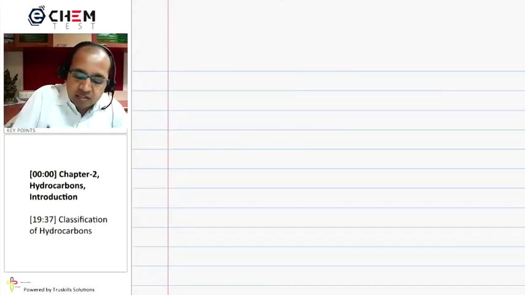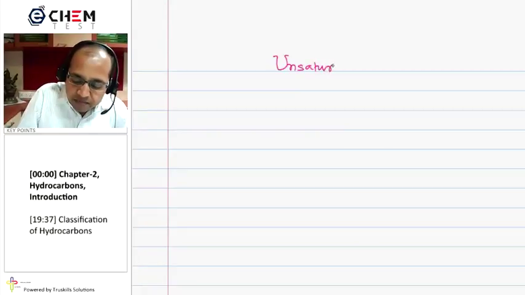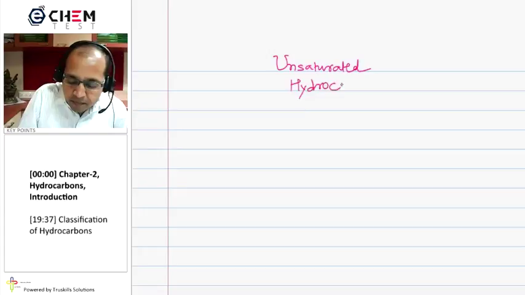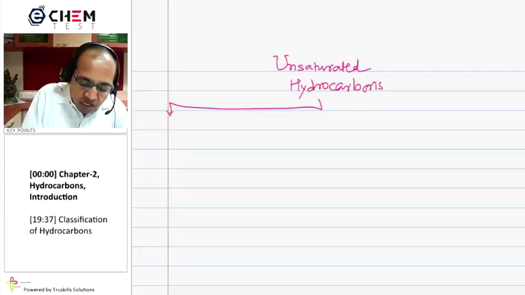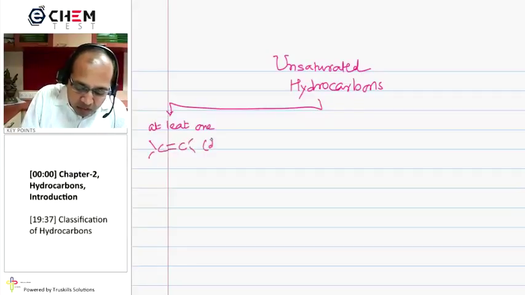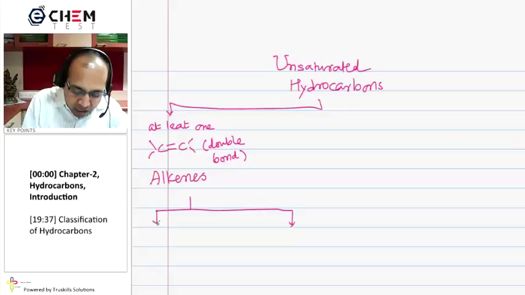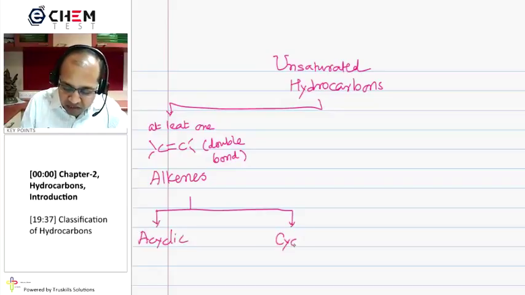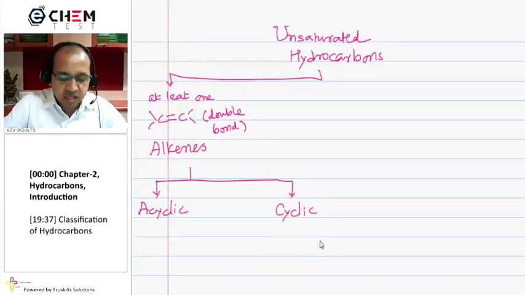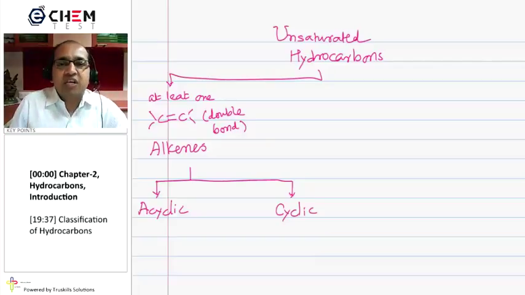So I can say that unsaturated hydrocarbon can be further classified into a 3-part. One which contains at least one carbon-carbon double bond. And this type of carbon-carbon double bond containing unsaturated hydrocarbons are known as alkenes. And these alkenes are further classified in a 2-part, that is acyclic as well as cyclic. So if I ask what is alkene, then obviously the answer is unsaturated hydrocarbons having at least one carbon-carbon double bond are known as alkenes. Or you can say that acyclic unsaturated hydrocarbon having at least one carbon-carbon double bond is known as alkenes.